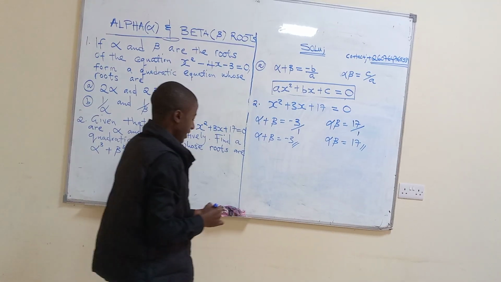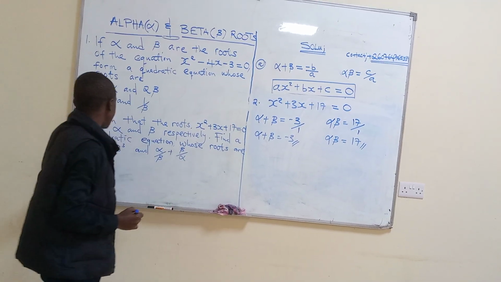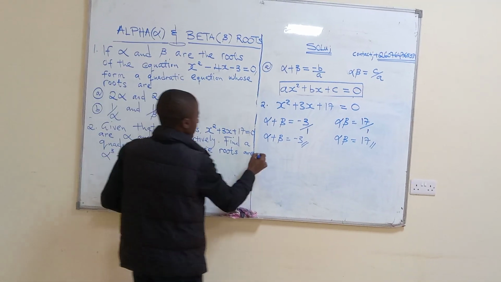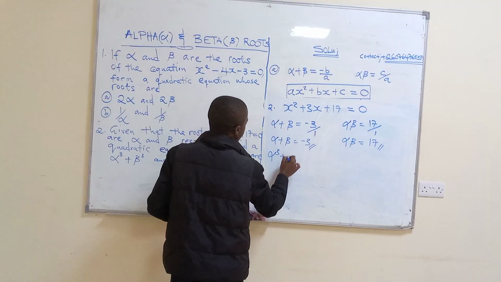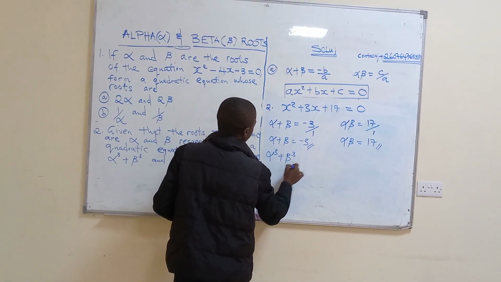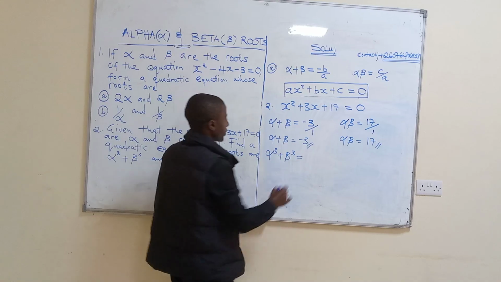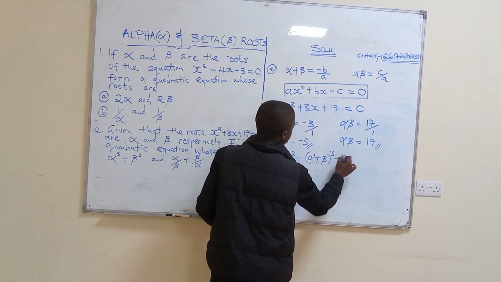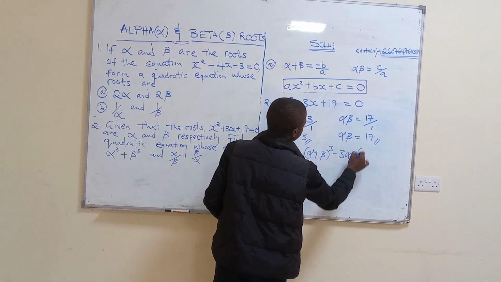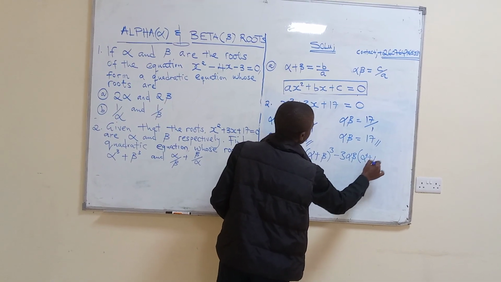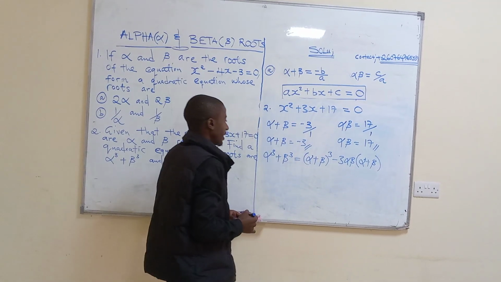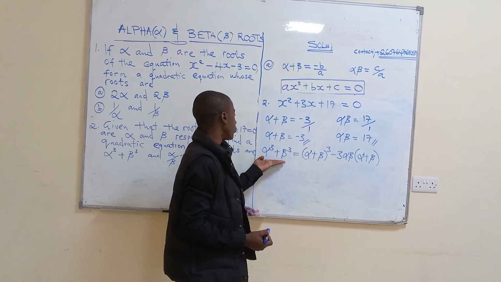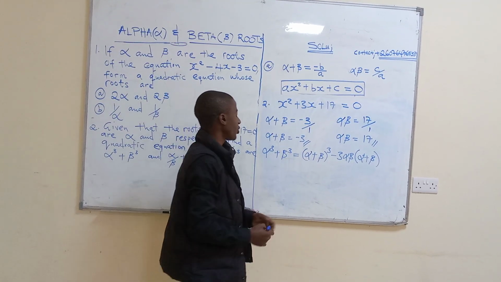So from there, we have been given this expression that we have to work with, that is alpha cubed plus beta cubed. This is an identity: alpha plus beta cubed minus 3 alpha beta times alpha plus beta. So from there, I have to simplify to find the value of alpha cubed plus beta cubed.